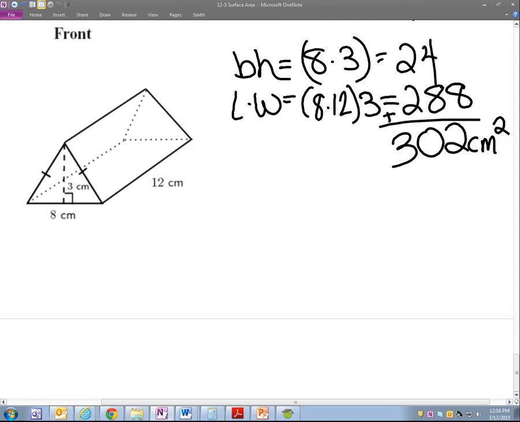That was 302 centimeters squared, and boom goes the dynamite. We finished that.